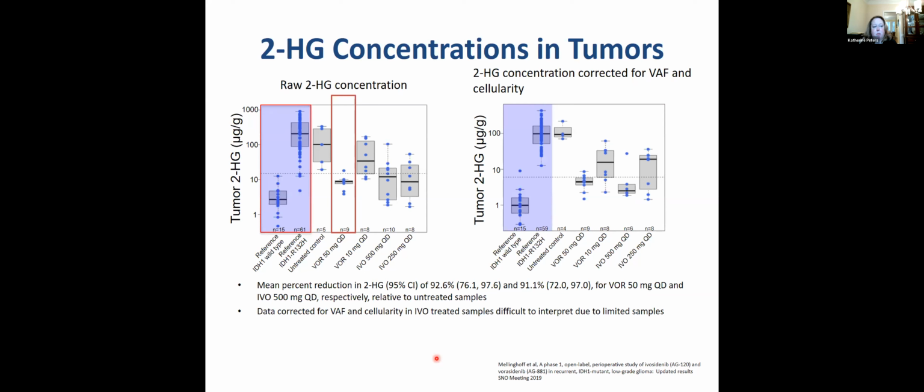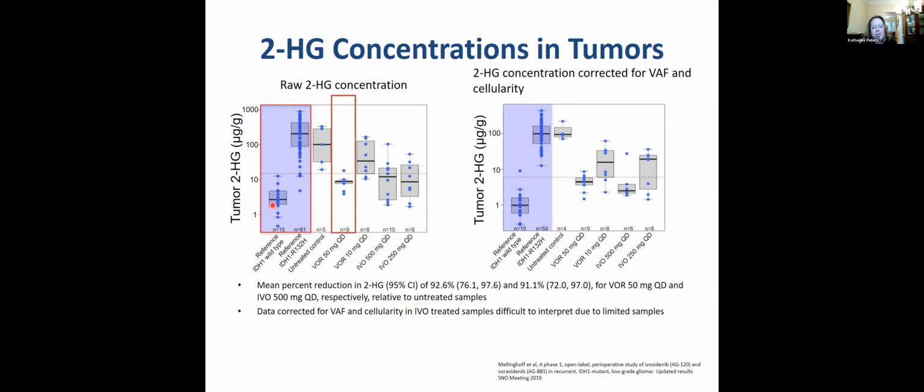And this is probably the most important part of the study: what happened to that 2-hydroxyglutarate level. So in this graph, these are the groups. This one is corrected, and this is just the raw concentrations. I'm going to focus in on just the raw right now.